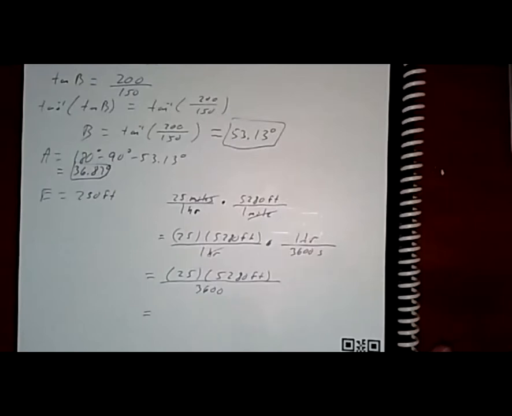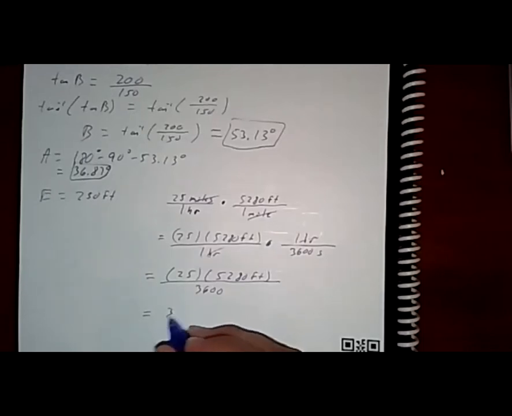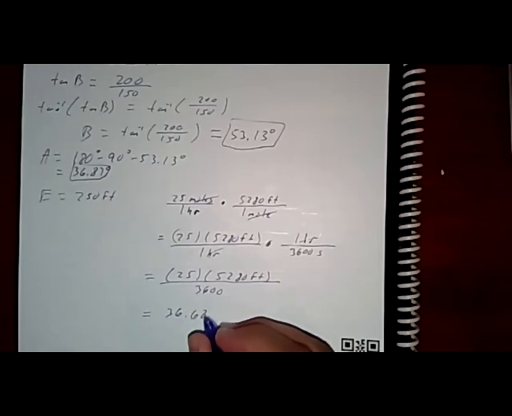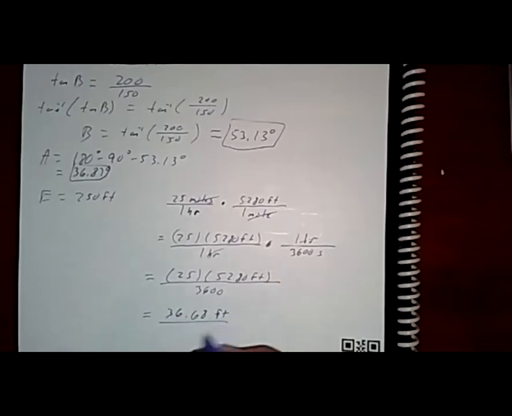Now it's calculator time. 25 times 5,280 divided by 3,600. Yeah, that's right, 3,600, not 36,000. That gives me 36.68 feet per second. Okay. So that's a conversion of 25 miles per hour to feet per second.